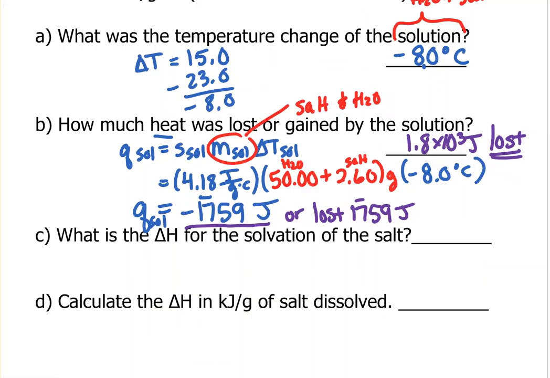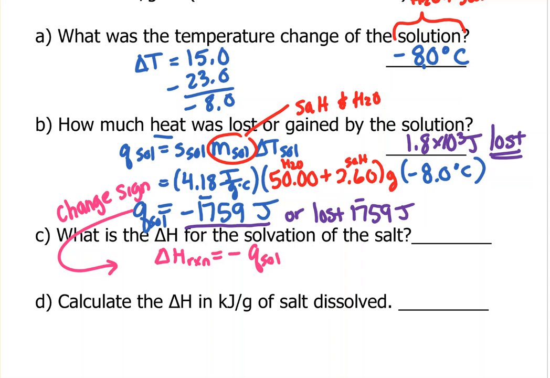Okay, next step. So we're just going to take this and change the sign, because the heat of the reaction is equal to the negative of the Q for the solution. So delta H.